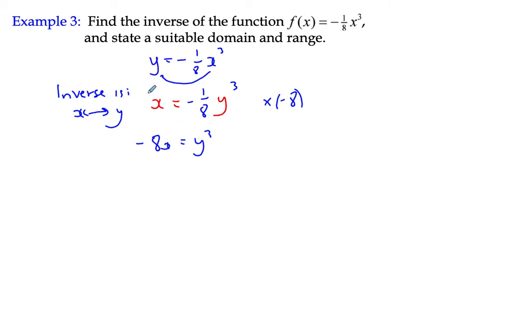Then what we're going to do is take effectively the cube root of both sides. Cube root of both sides. If I did it like that, then what we'd end up with is y on its own here. Cube root of y cubed is y, and we end up with something that looks like this, the cube root of negative 8x.